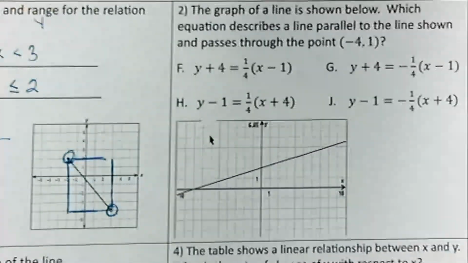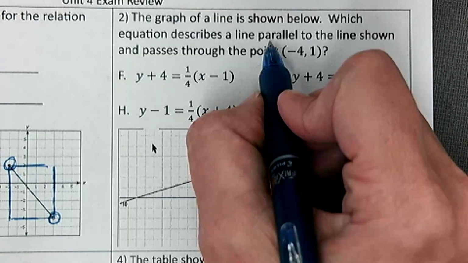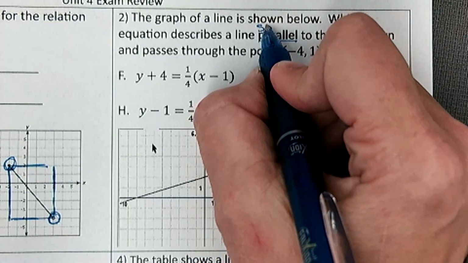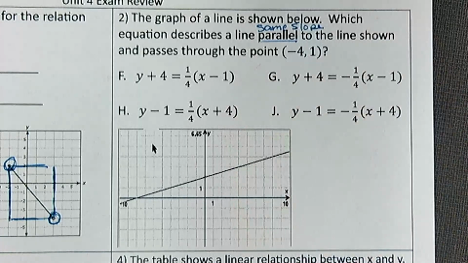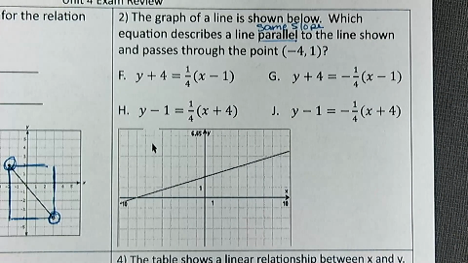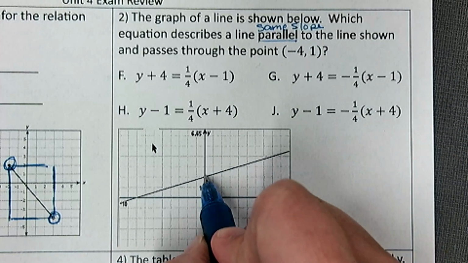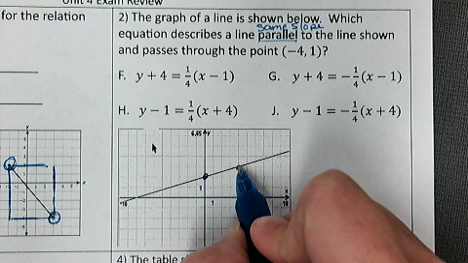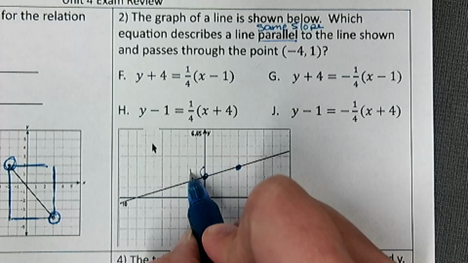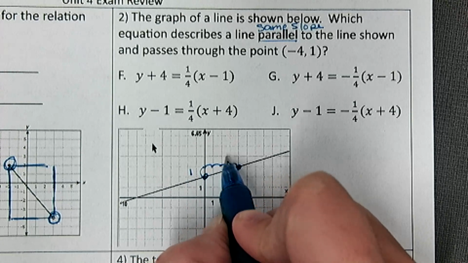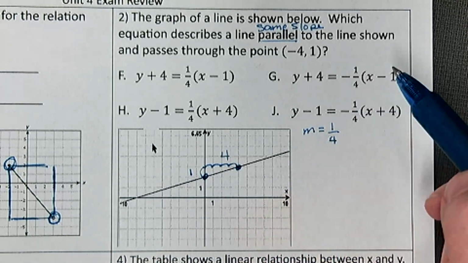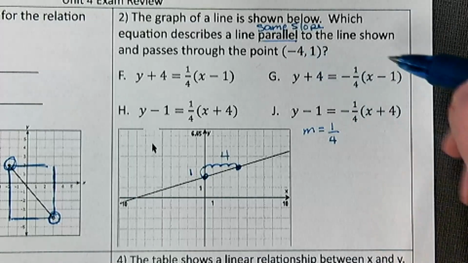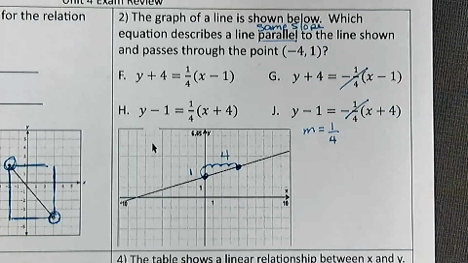Number 2 talks about parallel lines. We talked about parallel lines meaning that we have the same slope. So first we need to look at this graph and find the slope. It is positive. Here are my points. So I'm going to go up 1 and over 1, 2, 3, 4. So my slope is 1/4, and I know that because they're parallel, it will be the same. So I can cancel out these two because those slopes are negative.